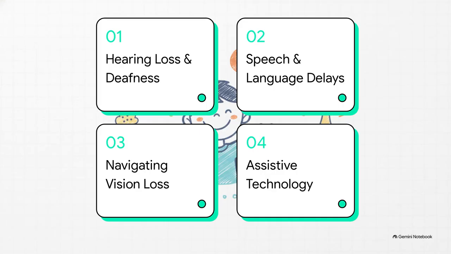To help structure our deep dive today, we're basically going to look at four main buckets. First up, hearing loss and deafness. Second, speech and language delays. Third, navigating vision loss. And finally, the really cool stuff, the power of assistive technology. We've got some fascinating biology, psychology, and tech to cover, so let's just jump right in.